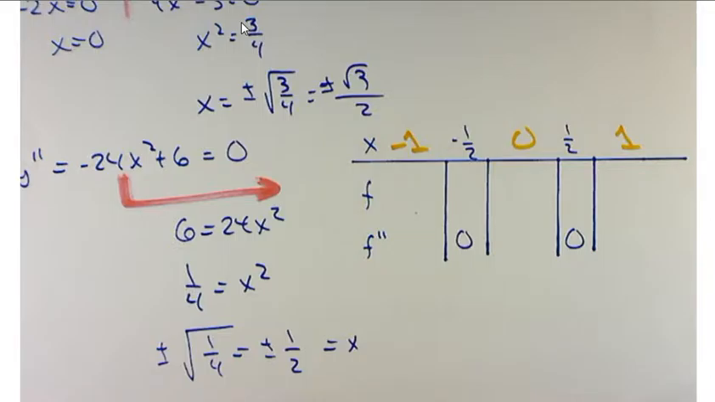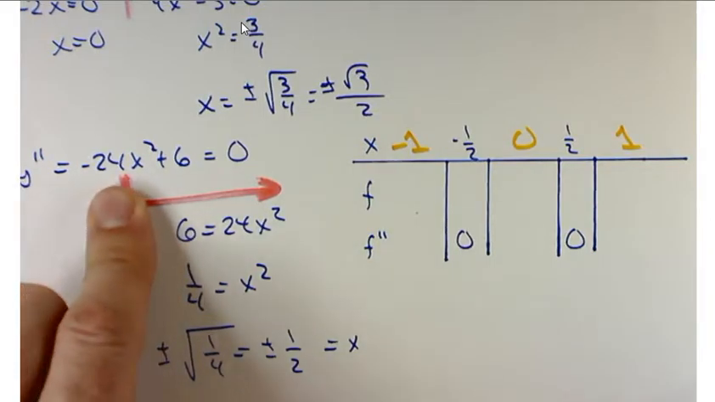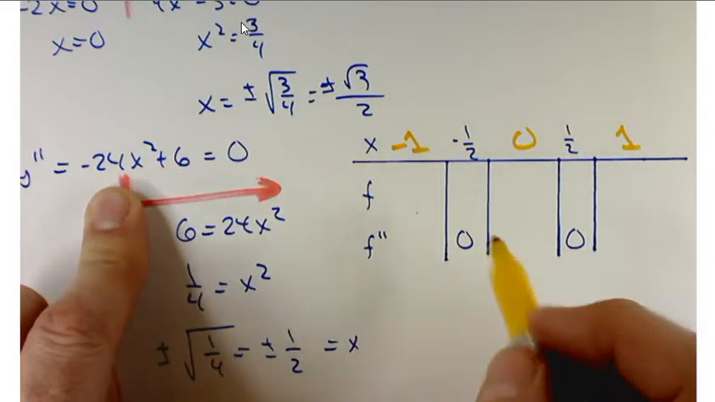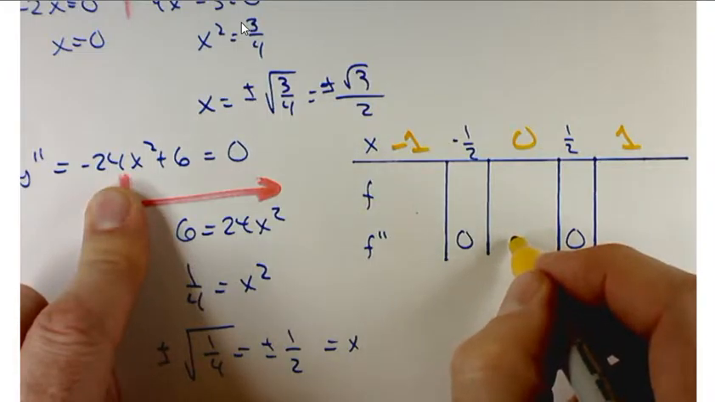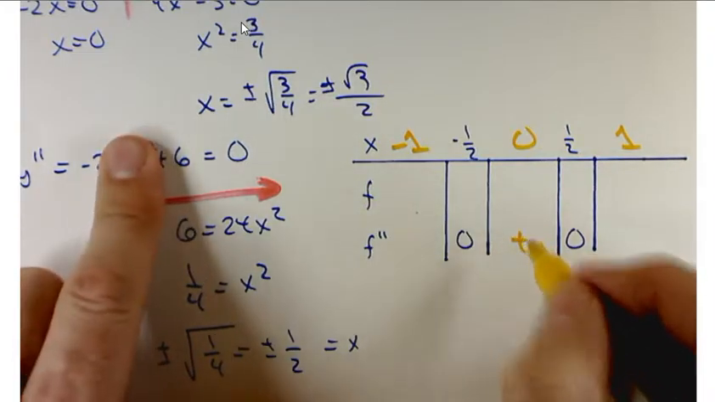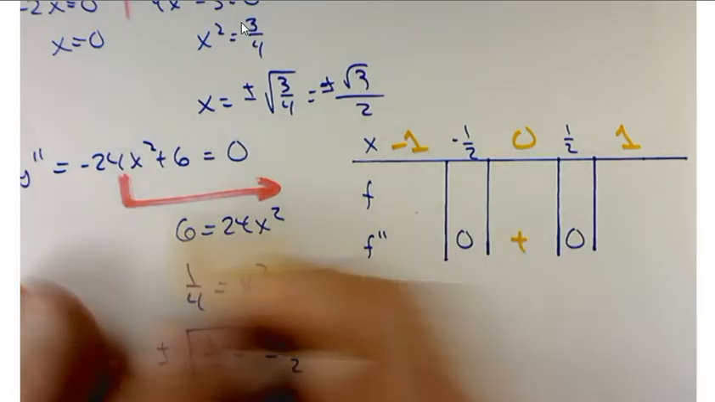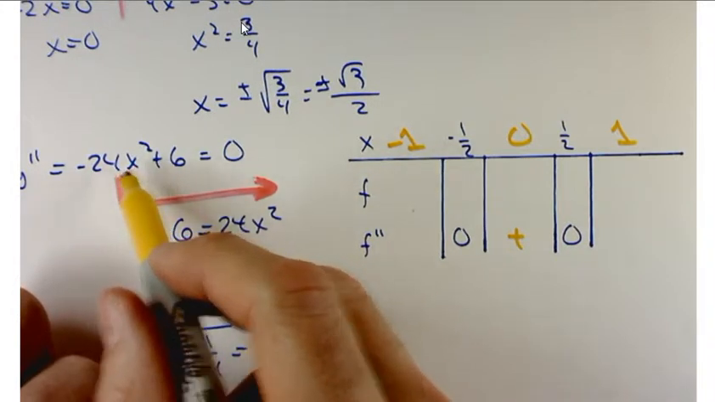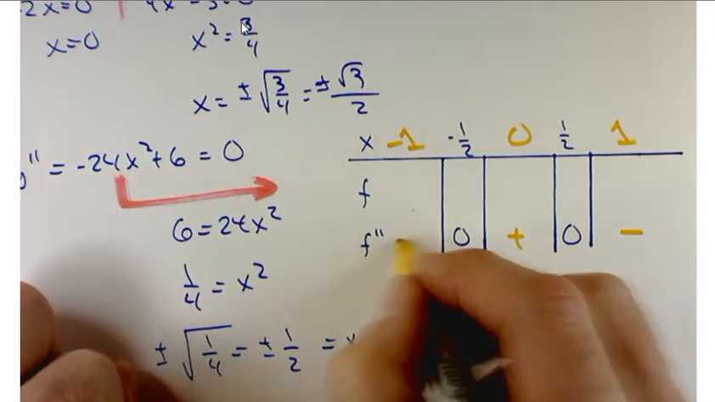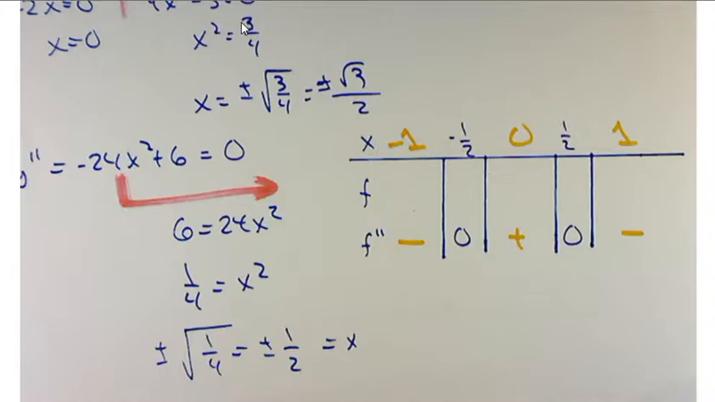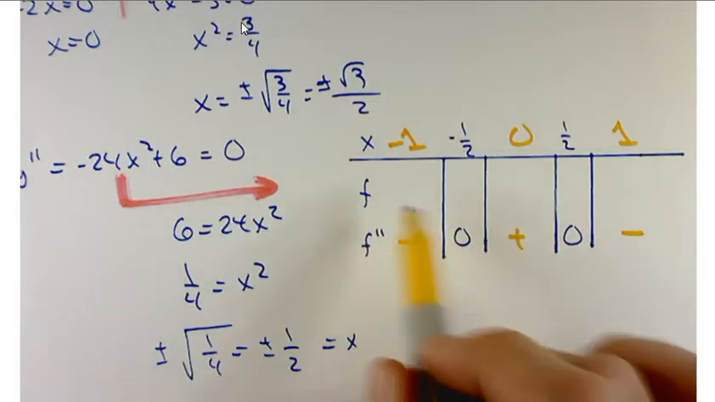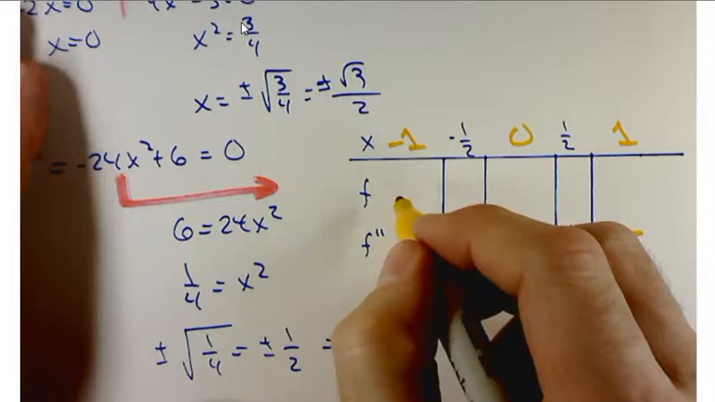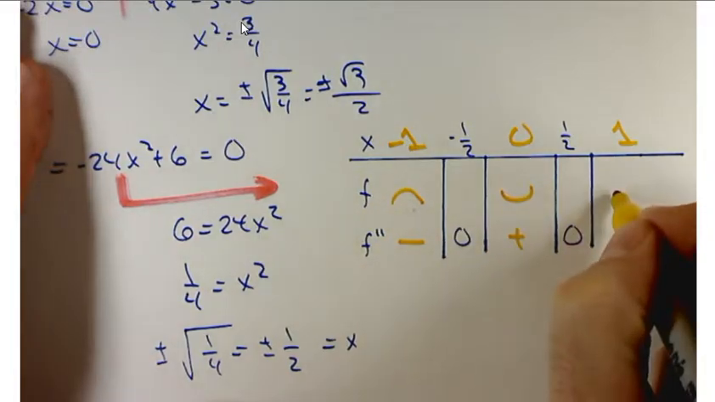You can almost do this in your head, right? I don't necessarily need to plug this into my graphing calculator. For instance, at 0, is the second derivative going to be positive or negative? Positive, right? Because it's just going to get a 6. At 1, negative 24 times 1 squared plus 6. I'm thinking that's going to be negative here and negative here, because it doesn't matter if you square 1 or negative 1. Yuri, what's that telling me about my function? What's it doing? Concave down, up, and then down.